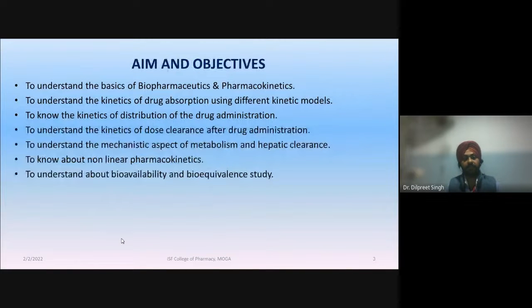What are the aim and the objective of the study? Basically, to understand the basics of biopharmaceutics and pharmacokinetics, to understand the kinetics of drug absorption using different pharmacokinetic and compartmental modeling. We also want to understand the kinetics of drug distribution after drug administration, and the kinetics of drug clearance in different organs. We also understand the mechanistic aspects of metabolism and hepatic clearance. We also learn about nonlinear kinetics, bioavailability, and bioequivalence studies.